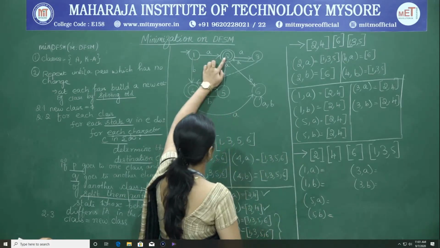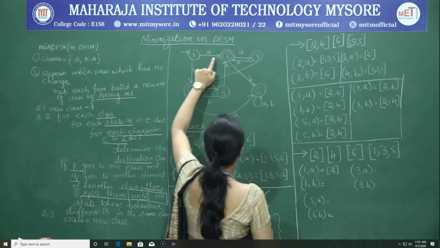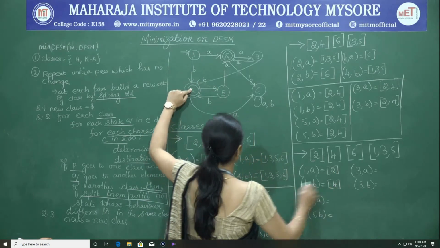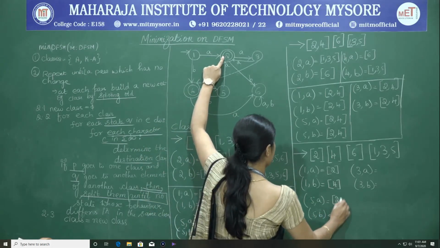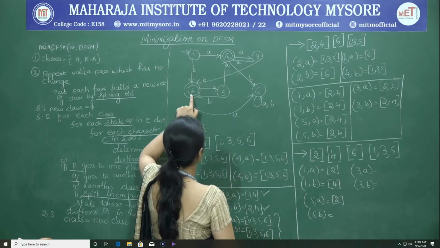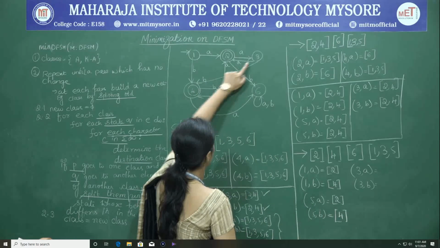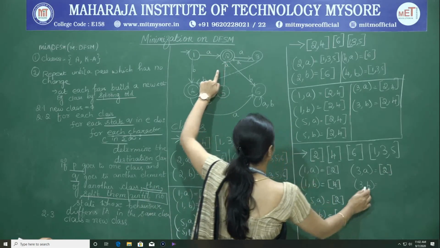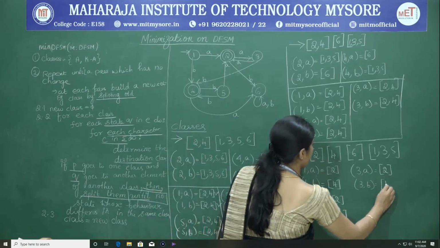So 1 on A is going to 2, so therefore it is just the class 2 now. Next 1 on B is 4, so just the class 4. 5 on A is going to 2, so just the class 2. 5 on B is going to 4, so just the class 4. 3 on A is going to 2, so just the class 2. On B it's going to 4, so just the class 4.